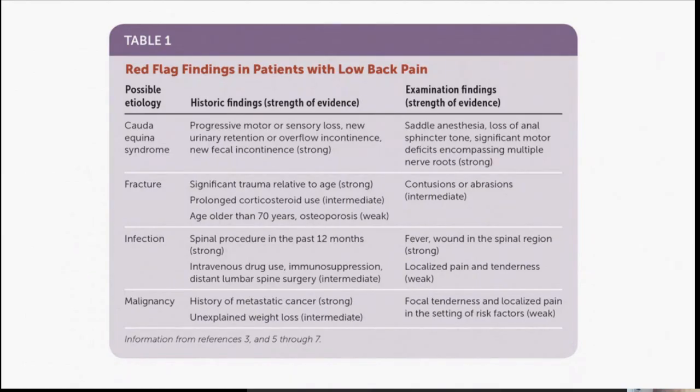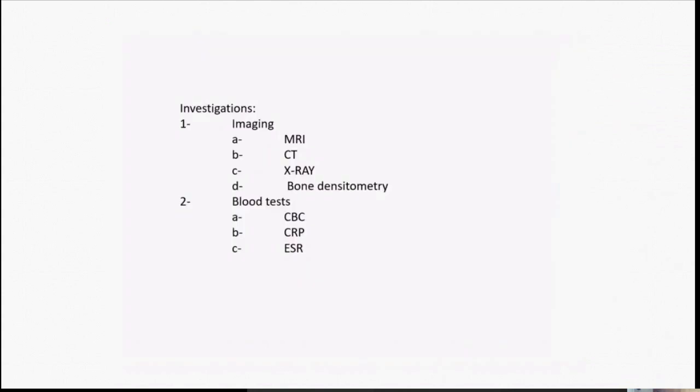Others, cauda equina, we get worried about the motor sensory loss and urine retention, the fractures, that there's a history of trauma, and the prolonged corticosteroid use because it causes osteoporosis, and in elderly. Infection, if they have spinal procedure in the last 12 months, immunocompromised people, intravenous drug abusers. Malignancy, if there's history of metastatic cancer, and in unexplained weight loss.